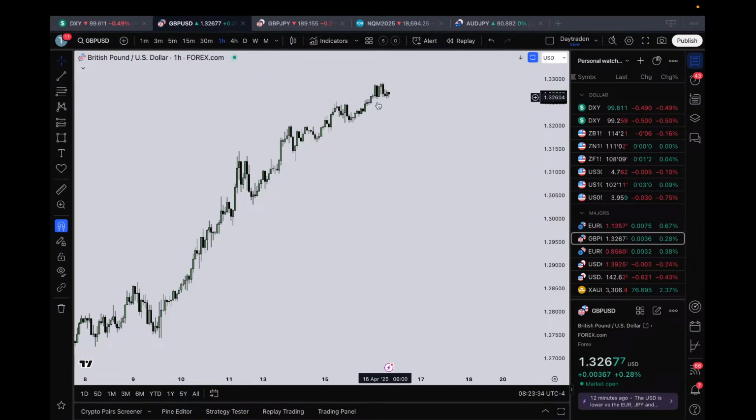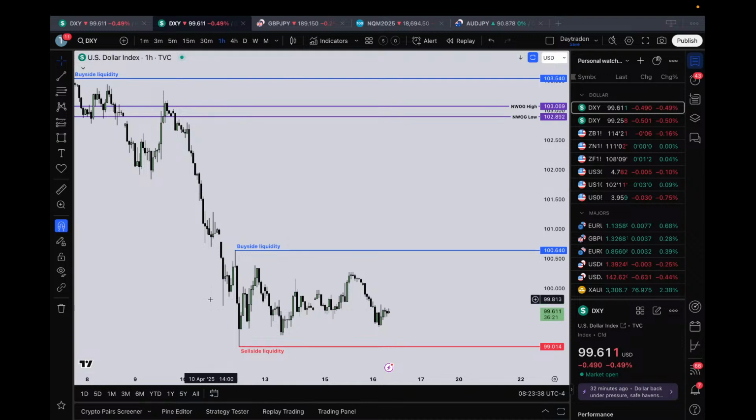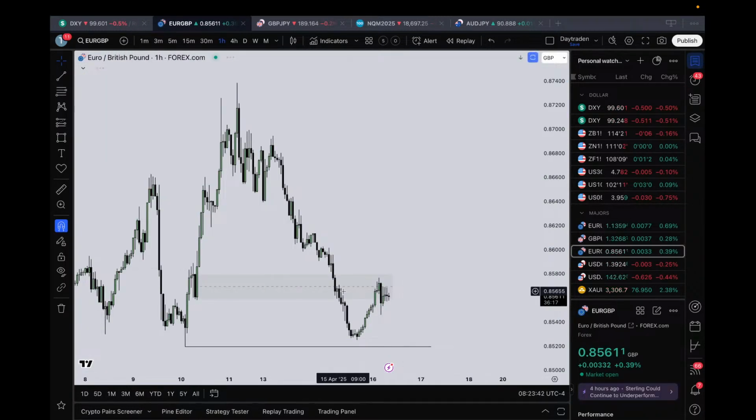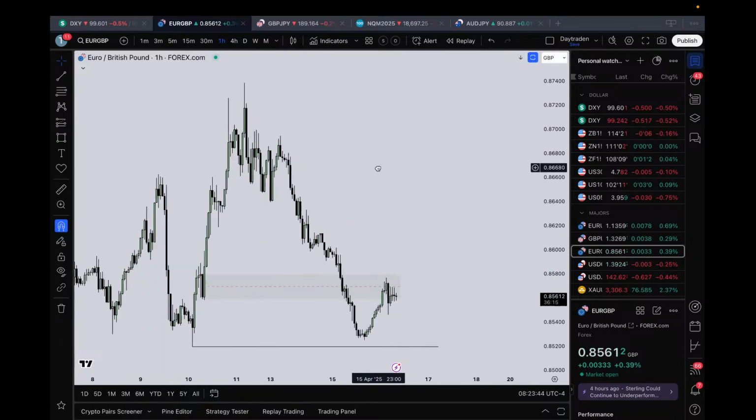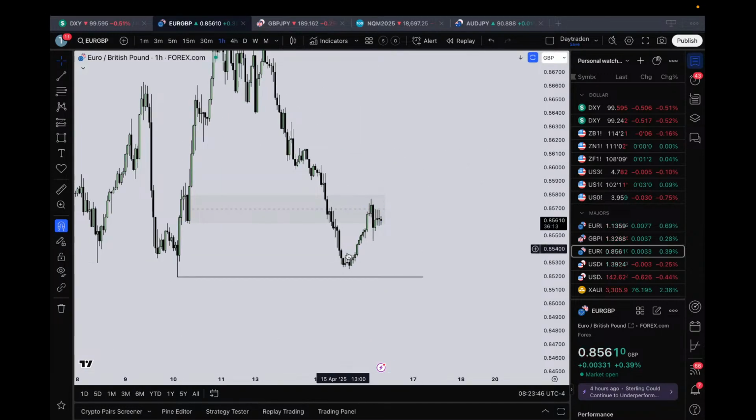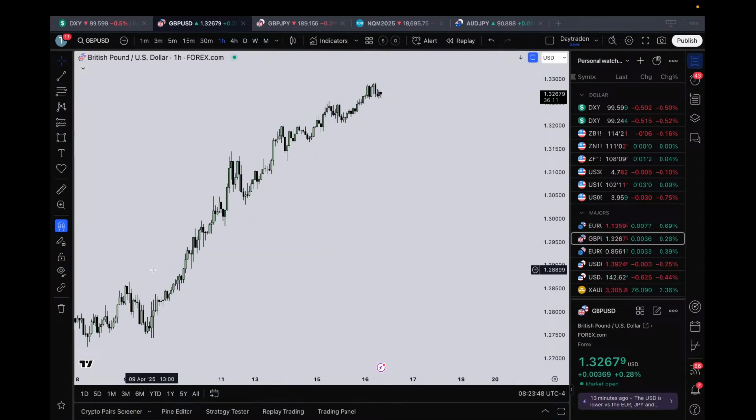GBP USD is showing a little bit more strength, but that is due to the fact that we are seeing consolidation on dollar, and in the meantime we are seeing weakness on EU, and with that weakness the pound gains more strength. So if you are bullish and you would like to trade and you are bearish on dollar, you should focus yourself on getting into GBP longs instead of euro longs.